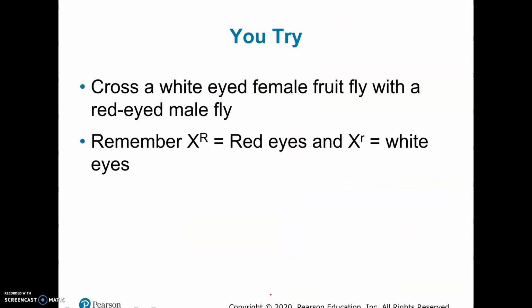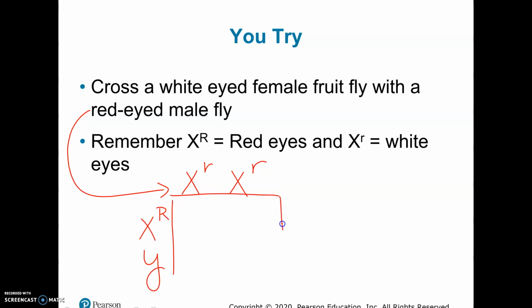So here's a practice problem. Cross a white-eyed female with a red-eyed male. So let's see what happens here. We're going to assume a white-eyed female. White eyes is recessive, so our female has to be X little r, X little r. That's the only way that she could have white eyes. Our male only has one X, and it says he has red eyes, so his X must have the big R.